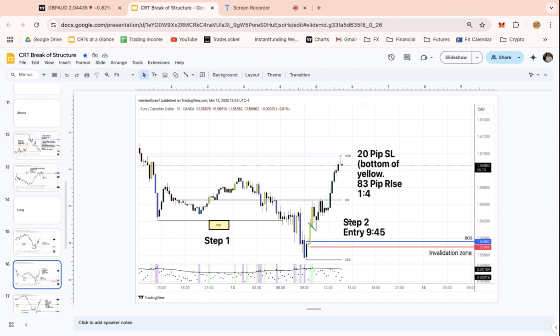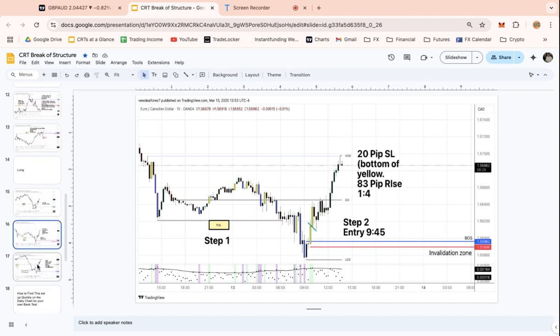I enter. Okay, and then this would have been a 20 pip stop loss, but an 83 pip rise. That's about 1 to 4, risking 20 pips to get 80 pips. It shot past the daily open and kept right on going. That can happen too. All right. So you would have been good with either 50 pips or even beyond daily open. You'll see that too sometimes. Just depends. All right. So let's keep going.